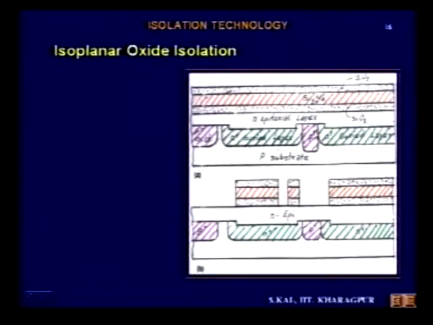Now I will discuss the isoplanar isolation process. The isoplanar isolation process is a low-cost isolation scheme where surface planarity will be maintained and the bird's beak will be as small as possible. This is known as isoplanar oxide isolation.